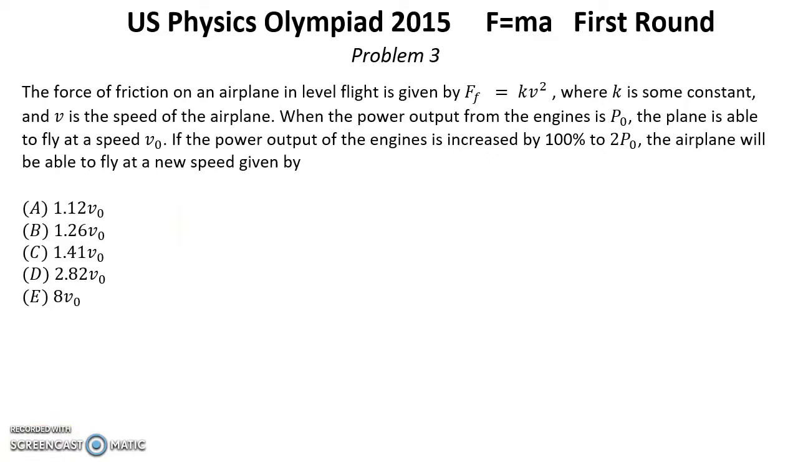Problem number 3. The force of friction on an airplane in level flight is given by F friction equal kV square, where k is some constant and v is the speed of the airplane. When the power output from the engine is P0, the plane is able to fly at a speed V0. If the power output of the engines is increased by 100% to 2P0, the airplane will be able to fly at a new speed given by.